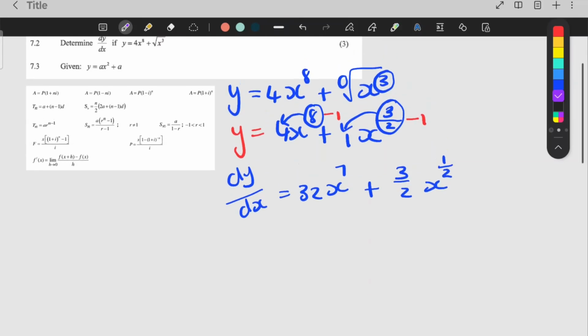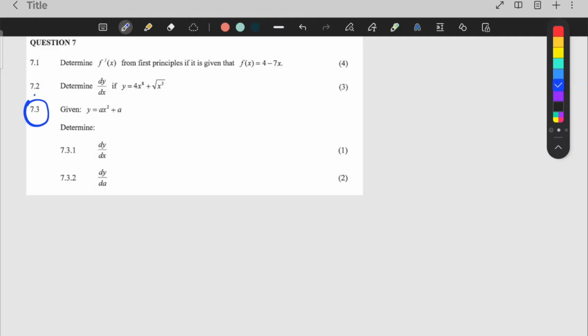And that is it. And this is how they will mark you, eh? For removing the root, you get a mark. For deriving and deriving, you get a mark. So this will give you 3 marks. Okay, in the next question, 7.3, they give us y is equal to ax squared plus a. Our first question is we have to derive dy over dx.